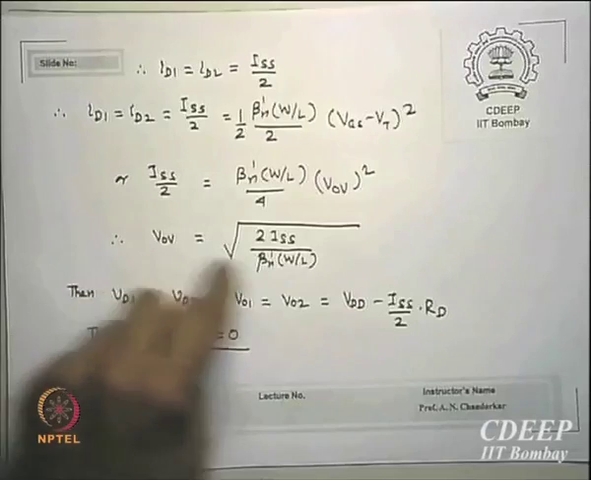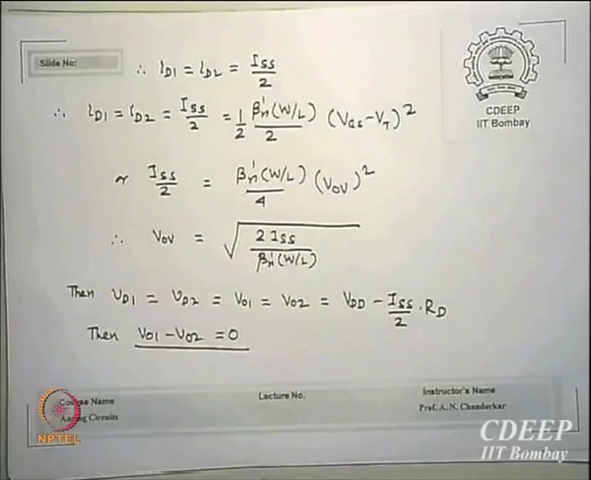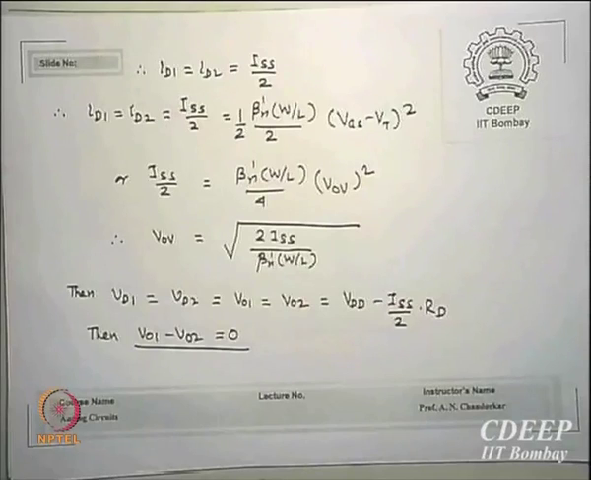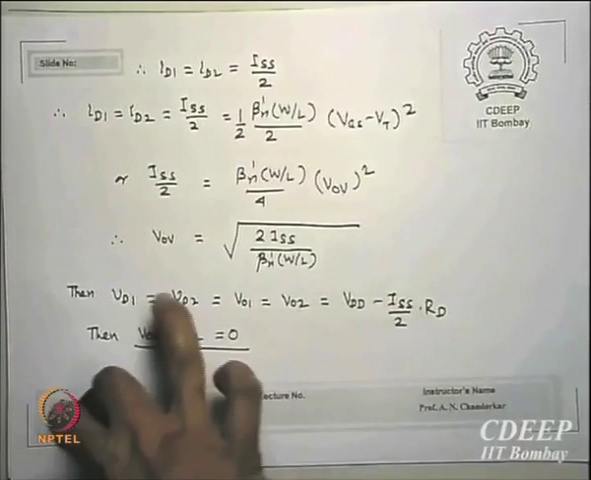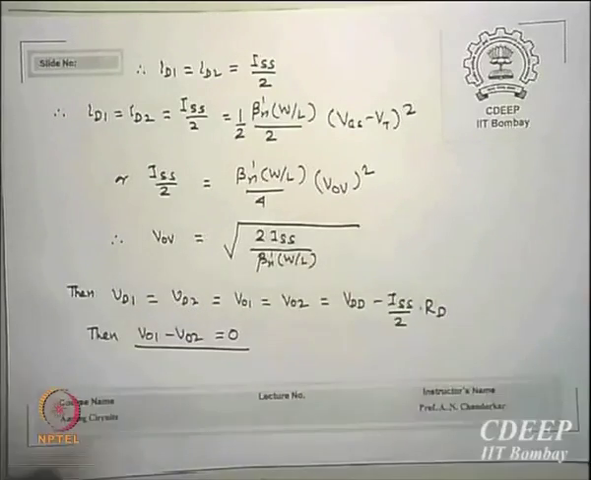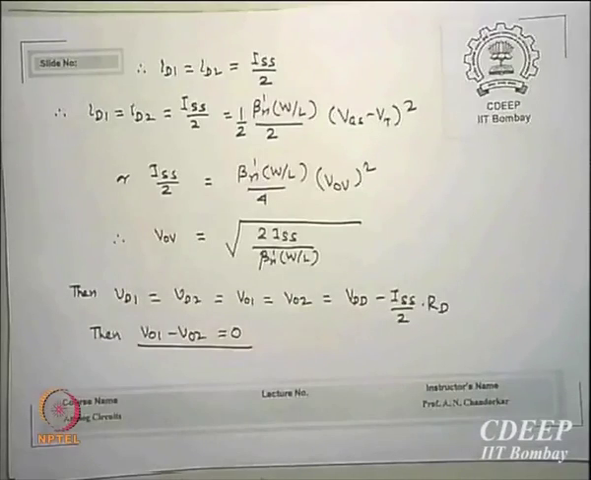At what point, where is this defined? When the current is half and half in both circuits, is that clear? ID1 is ISS by 2 and ID2 is also ISS by 2. For this condition VOV has been defined. Normally we do not define it that way, we define only the normal one, but in this case for the common mode, ID1 is equal to ID2. And at that condition the VOV is defined by 2 ISS upon beta n dash into W by L, okay. A bit of maths, take this here, take this there, and this will come, okay.